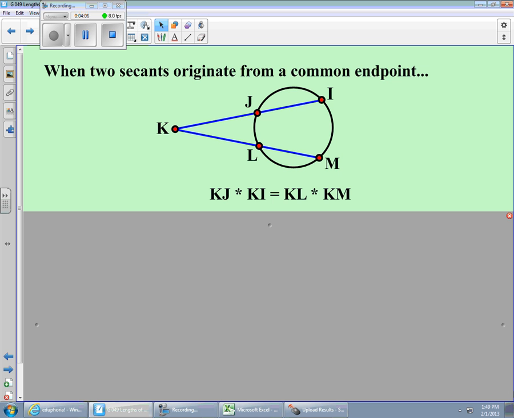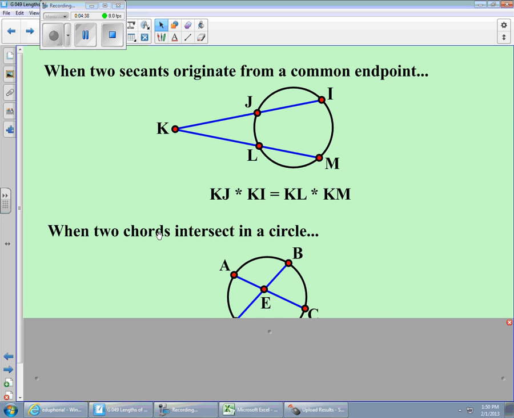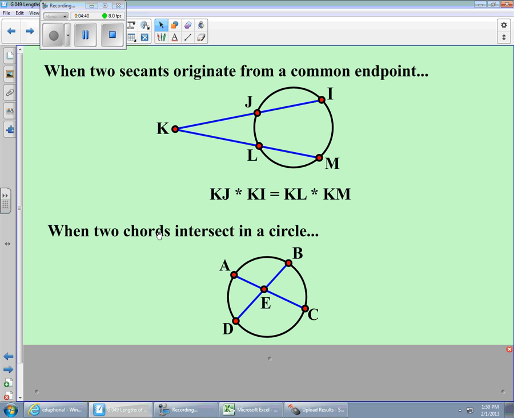And the same thing on the bottom secant, the length from K to L, this is the length outside the circle, times K to M, which is the entire length. So two ways to really think about it. You can think about it like this: outside length times total length. Some people can memorize it that way. Some people can memorize it by from the common endpoint, you got the length to the first intersection times the length to the second intersection. And the only other situation we have to look at is with our chords.